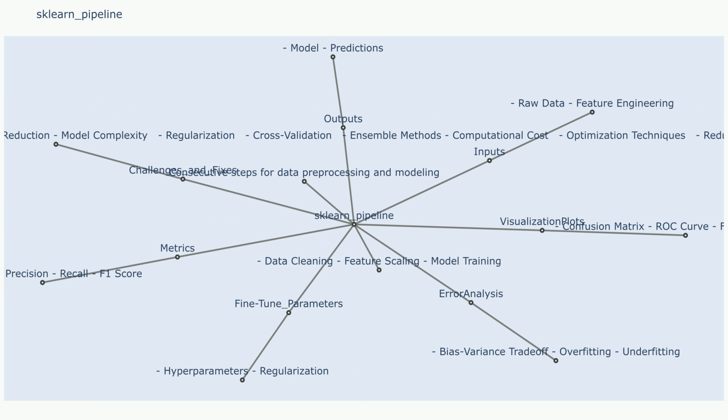Outputs: trained model, the pipeline returns a trained machine learning model after fitting it to the data. Predictions: after fitting, the pipeline can be used to generate predictions on new data.